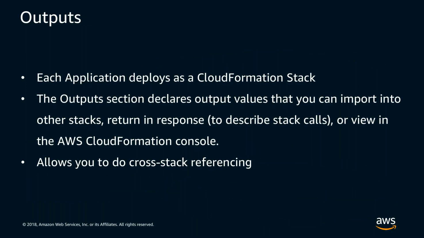And also something which is related and similar, each application, as we know, deploys as a CloudFormation stack. The output section declares output values that you can import into other stacks. So it's not just that you can provide parameters as input, but you can actually output information. And then that information can be used in AWS CloudFormation or even SAM, and it allows you to do cross-stack referencing. So it means that instead of having to hard code information into another CloudFormation stack or another SAM template, you can actually use information from your original template and put it into that stack.